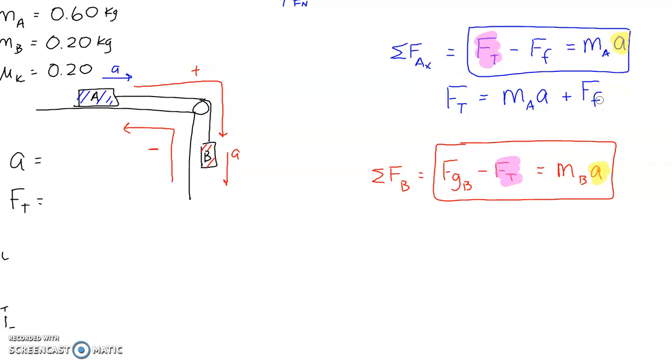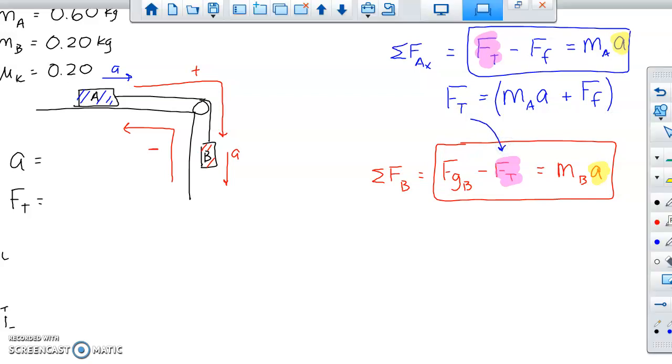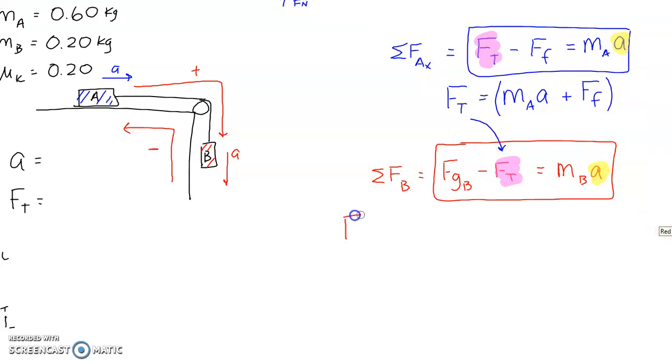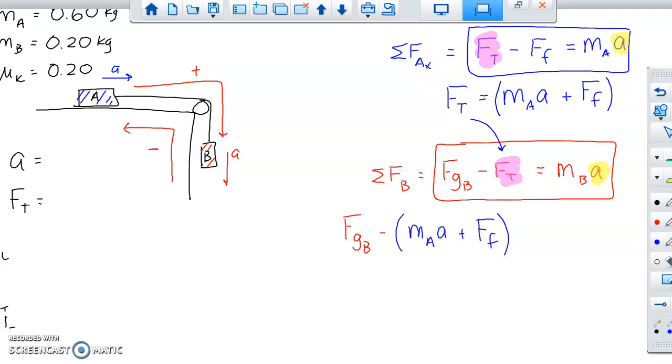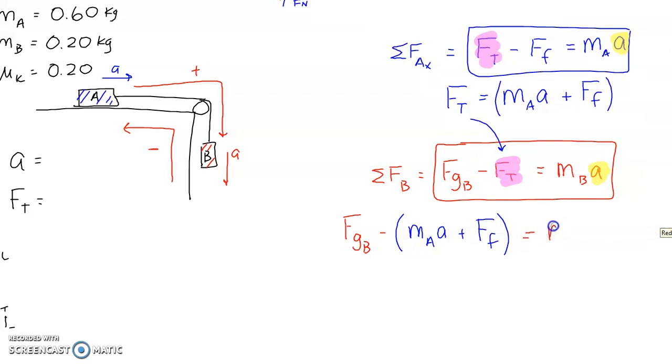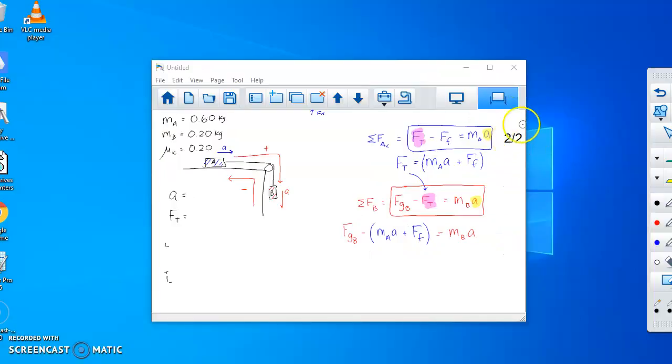And then what I'm going to do is substitute this whole thing in for that. And I'm going to rewrite this red equation. So we have Fg_B minus the quantity of m_A times acceleration plus the force of friction equals the mass of B times the acceleration. Now you can see that I've eliminated the force of tension.